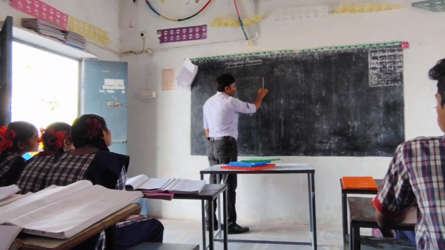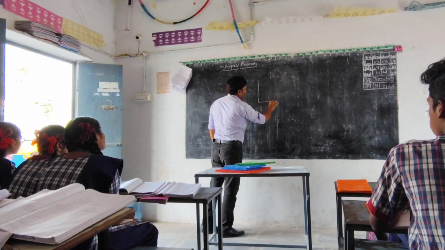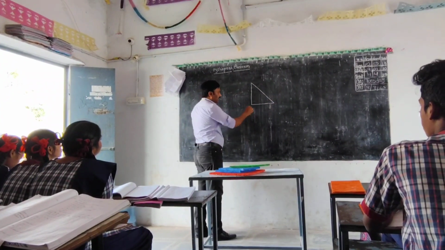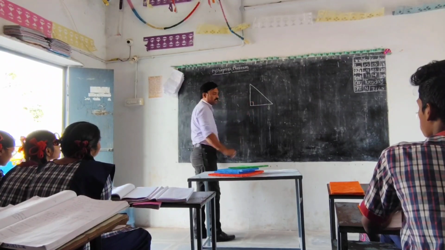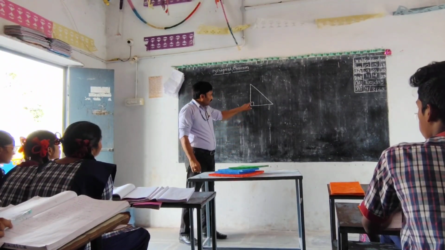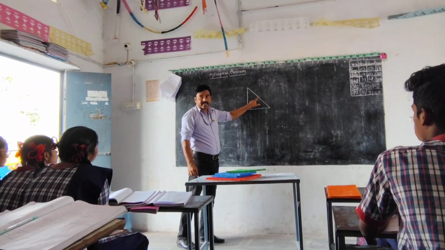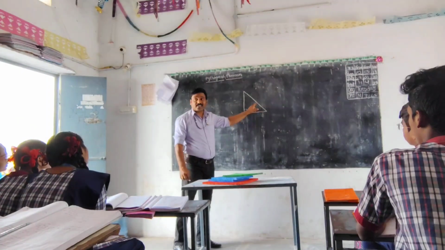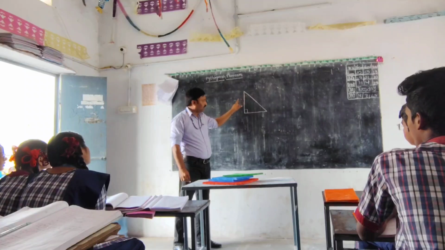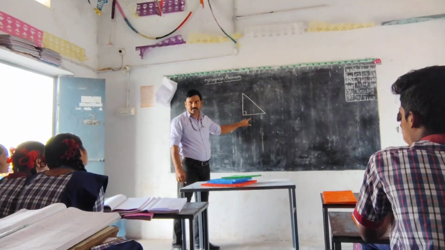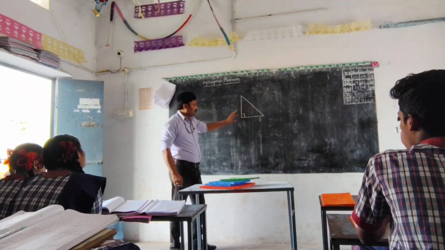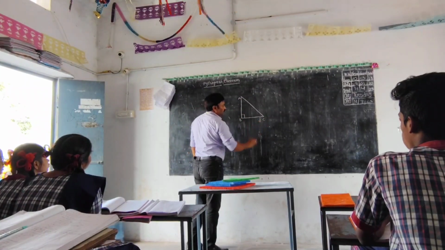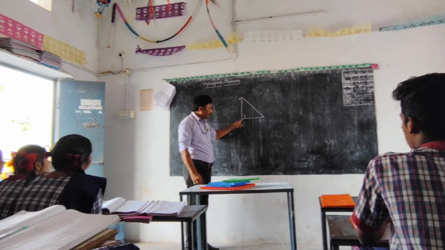Pythagoras theorem is a theorem in a right angle triangle. This is a right angle triangle, which means one of the angles is 90 degrees. The side opposite to the right angle is called the hypotenuse. This is the hypotenuse, the longest side in the right angle triangle. The other two sides are shorter. Suppose we name this right angle triangle ABC, with the right angle at B.